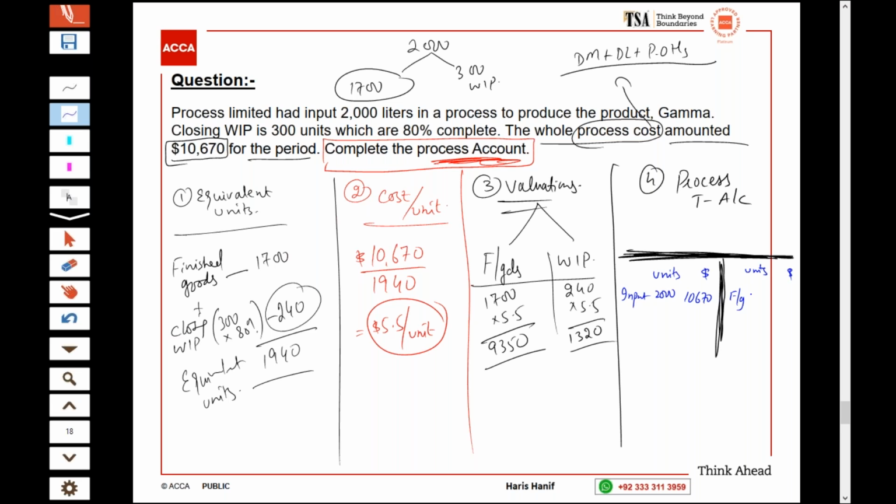Here it is FG, finished goods, 1700, and the value is 9350. But remember one thing, how many units are in closing WIP? That is not 240. In closing WIP there are 300 units. I will be writing here closing WIP 300 units, and the value will be 1320. Now your process T account would be balanced. You can check it. And in the closing WIP, you will be writing the entire 300 units, but the value will be of 240 units.